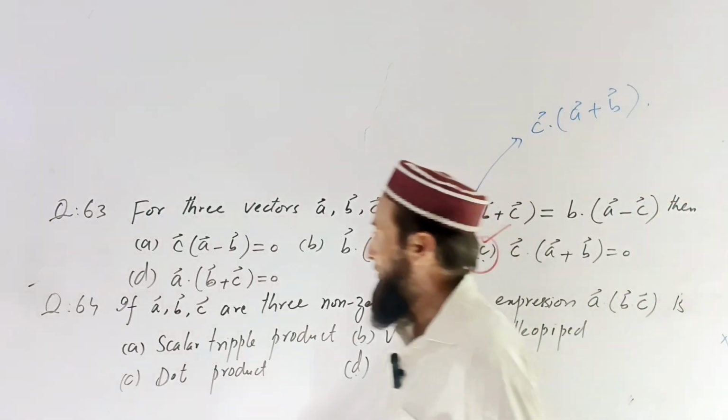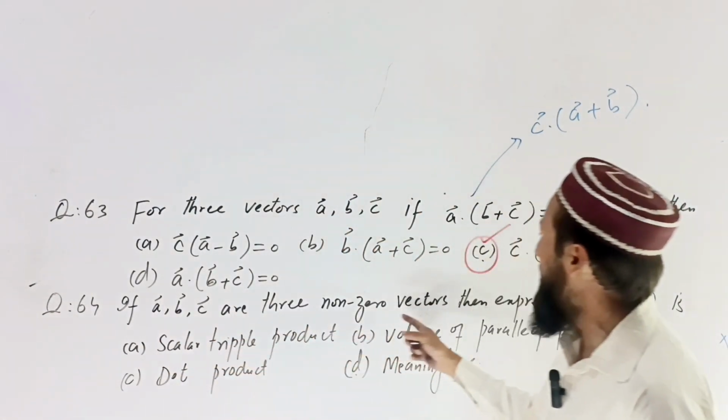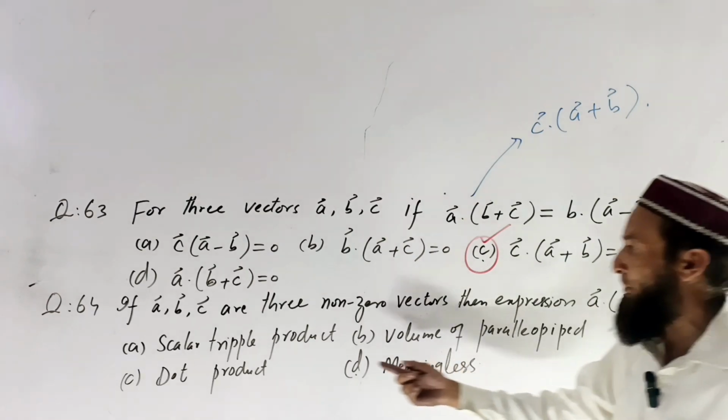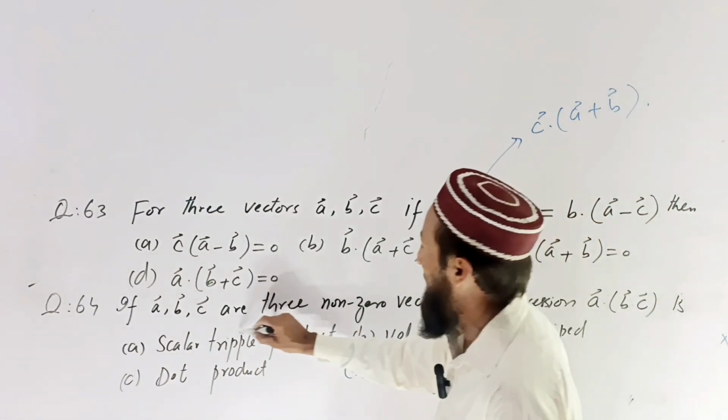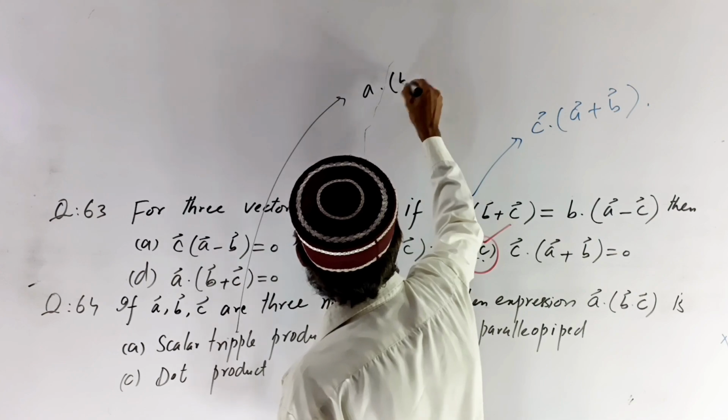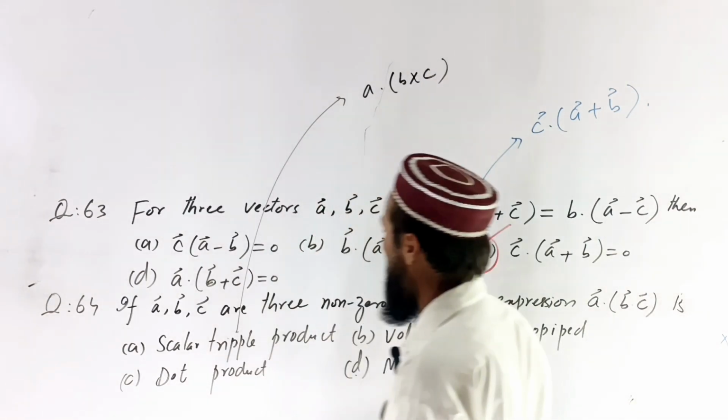And question number 64: if A, B and C are three non-zero vectors, non-zero meaning they are not equal to 0, then the expression A dot B dot C. So this is not a definition. The scalar triple product is A dot B cross C. So this is the definition of the scalar triple product.